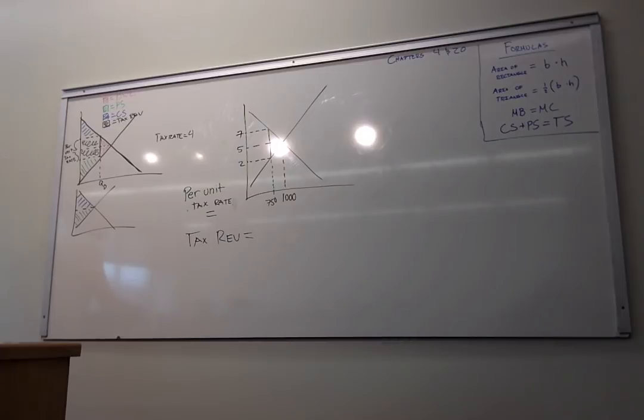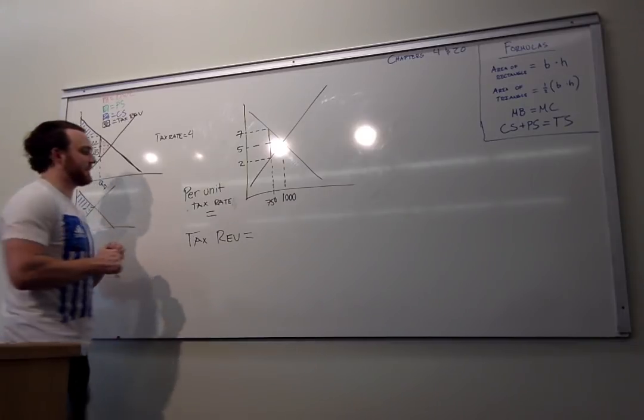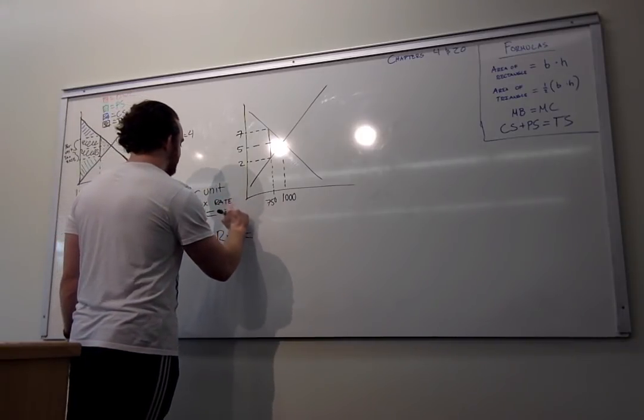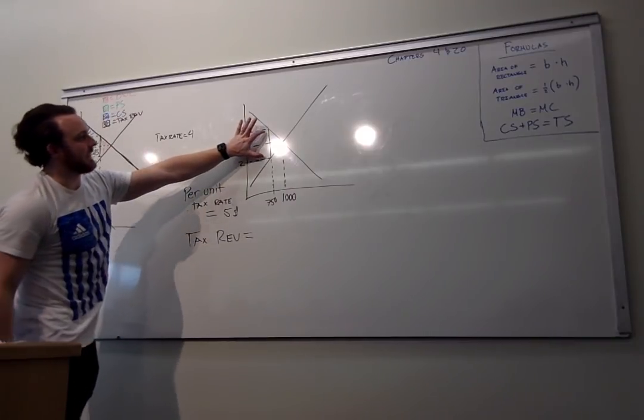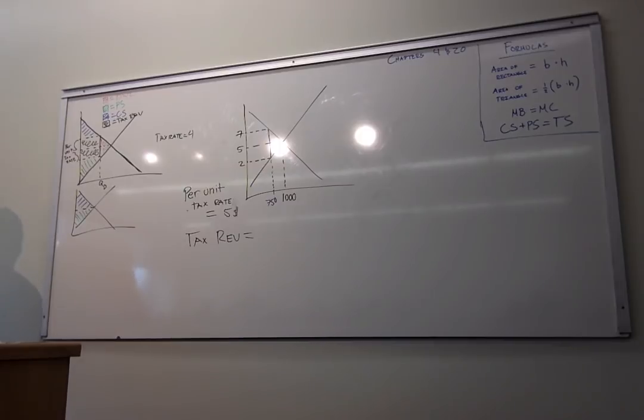What did you get for the first one? For the per unit tax rate, what is it? 5, right? How'd you do that? Right, you're just trying to find the length of this wedge. So you just go 7 minus 2, which gives you 5. Any questions on how you find the per unit tax rate?